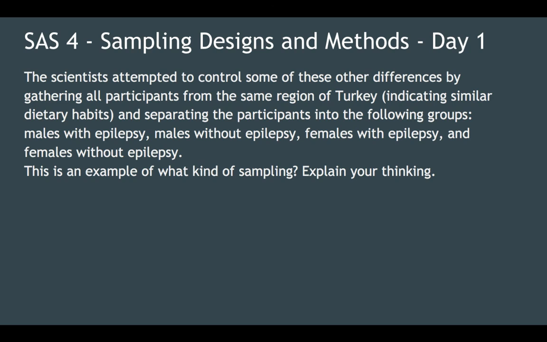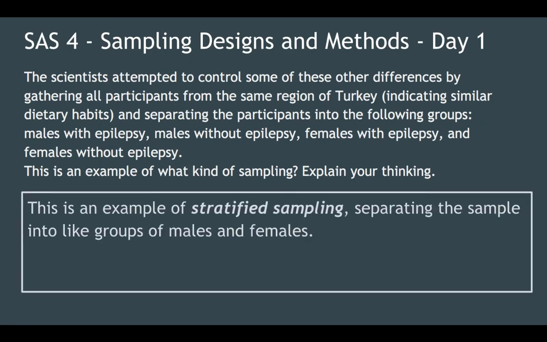Well, we separated it into groups, right? But did we choose just a few of those groups? No, we didn't, did we? So this is stratified sampling. Notice it's not stratified random sampling. All right, separating the sample into like groups of males and females. There's a little bit of difference between stratified sampling and stratified random sampling. The random comes in when there's some randomization method used to determine who's in the sample group.